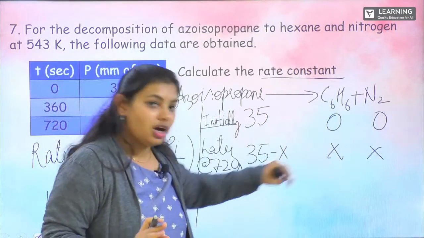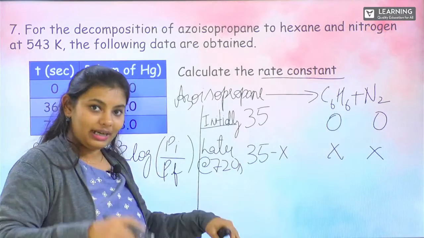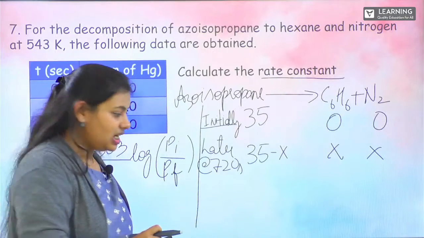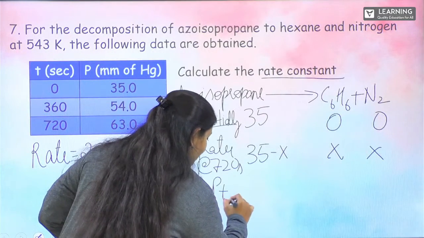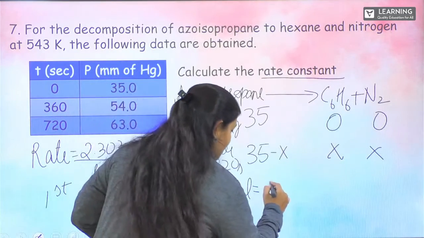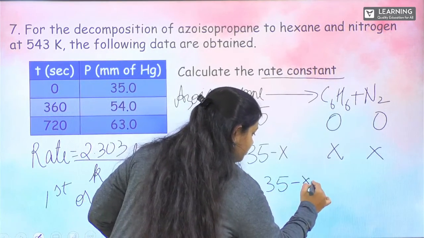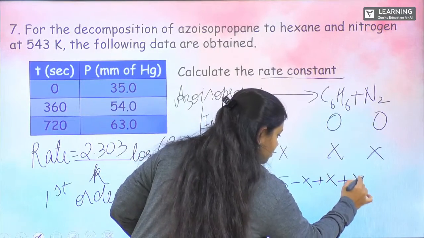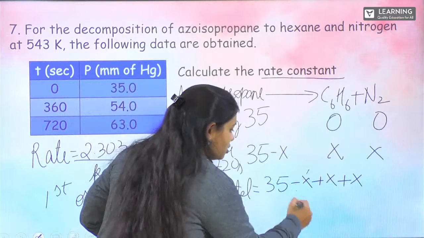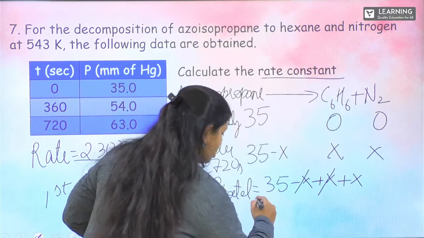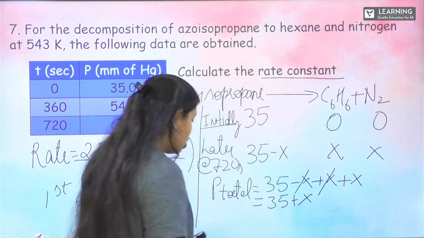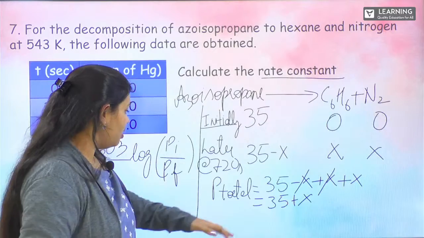So from this we can find out the P total, right? P total, as in what exactly is it at the time 720 seconds. So P total at 720 seconds is going to be nothing but 35 minus x plus x plus x. So this cancels and this cancels, which leaves us with 35 plus x, right?